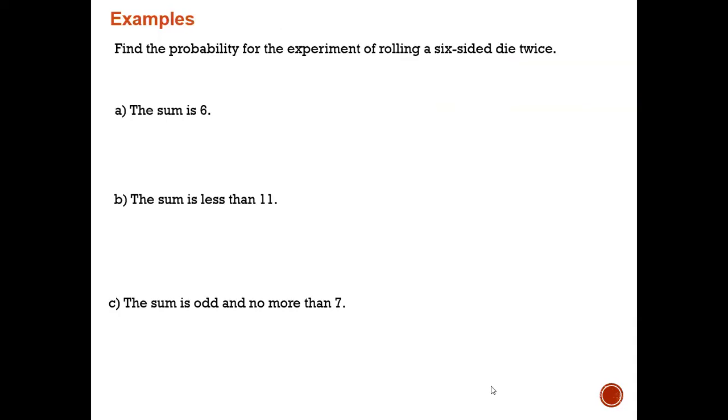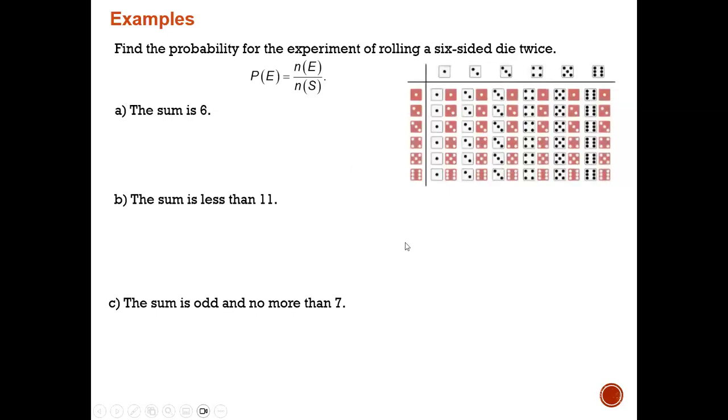Okay, so more examples of probability. Find the probability for the experiment of rolling a 6-sided die. A lot of common examples you see with probability involve decks of cards or dice or coin tossing. Those are some of the examples you should be familiar with, okay? Remember, the formula is the same. We want the number in our event over the total number possible. So this will be good to know when you're going to roll a 6-sided die twice, or just say roll a die twice.